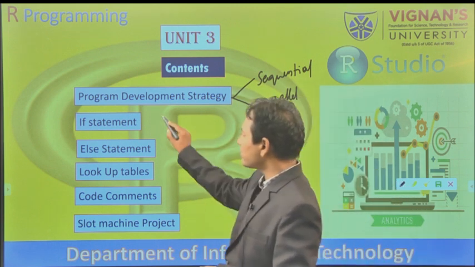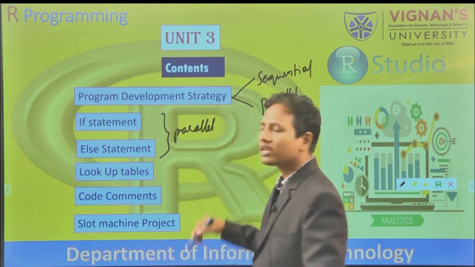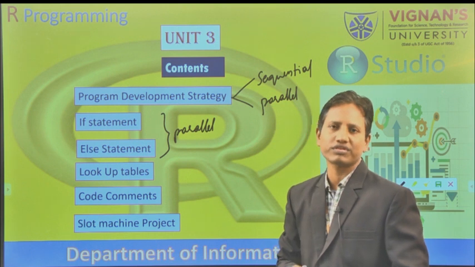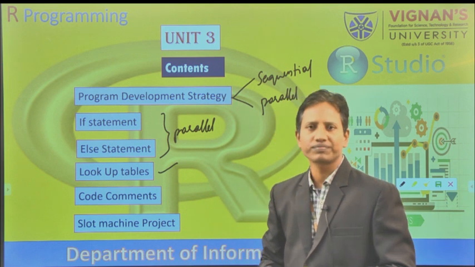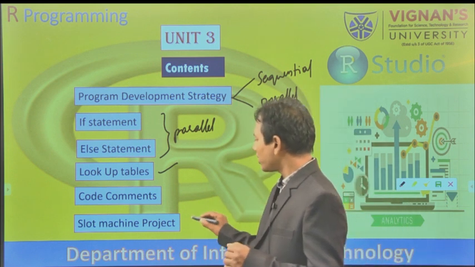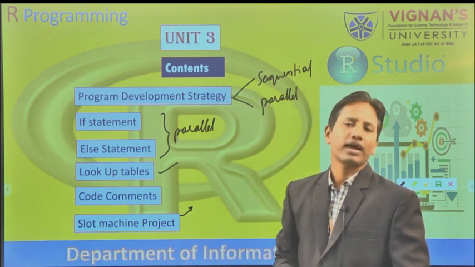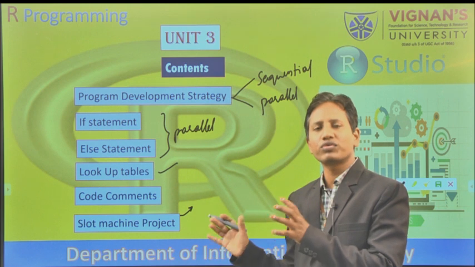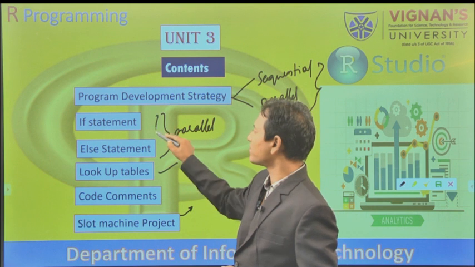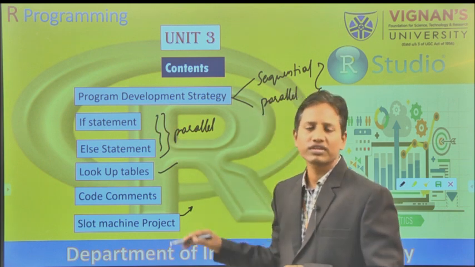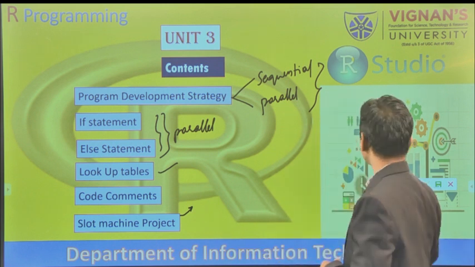And how these if-else conditions are useful to achieve this parallel strategy concept. And how these lookup tables are useful, and ultimately one project we are going to develop, that is a slot machine. The entire slot machine we are going to build with the help of these strategies, and we are going to use if-else conditions to achieve this task. Let's get into the topic.